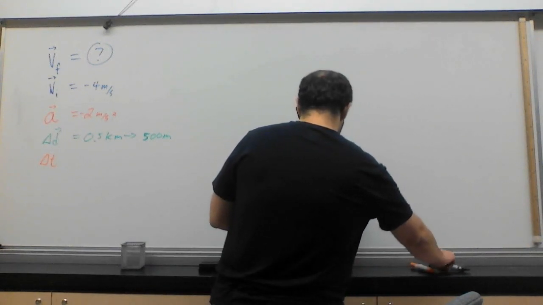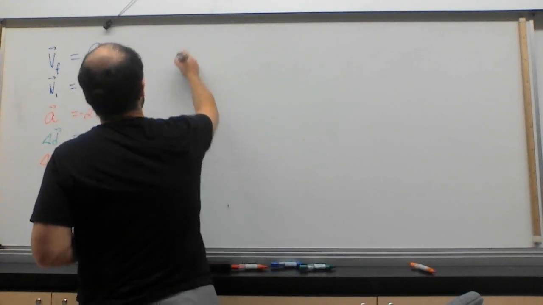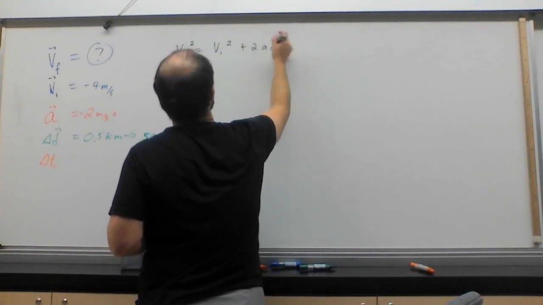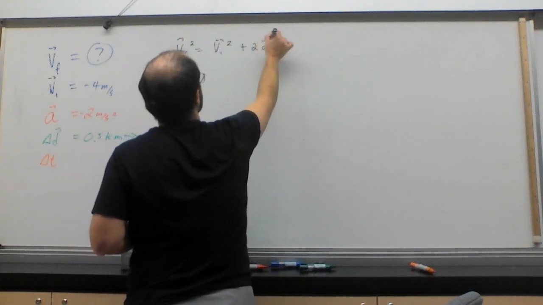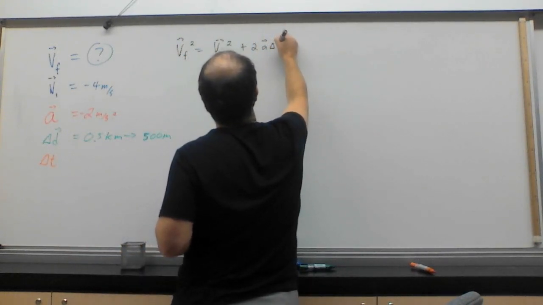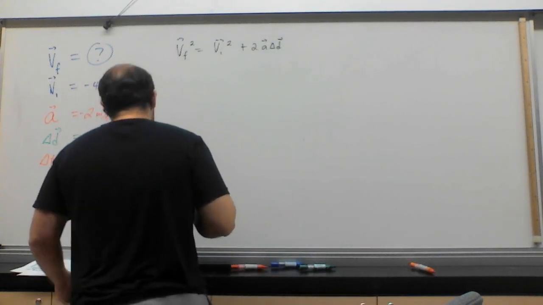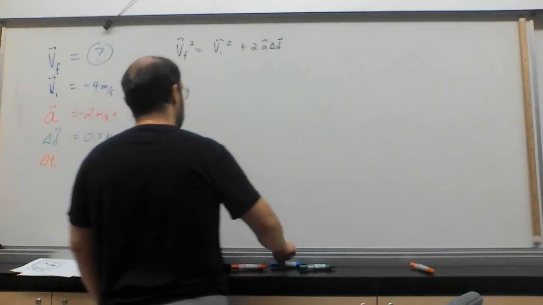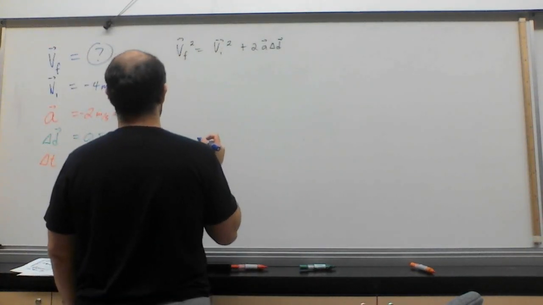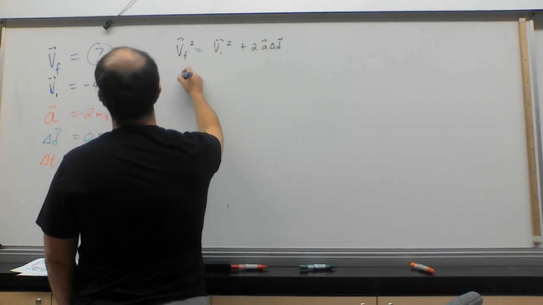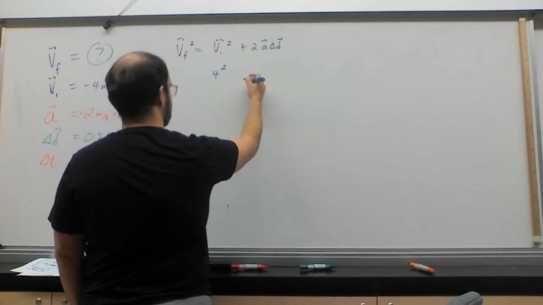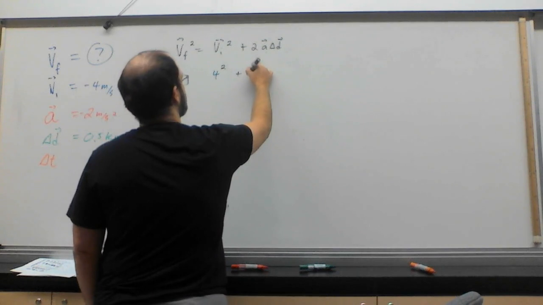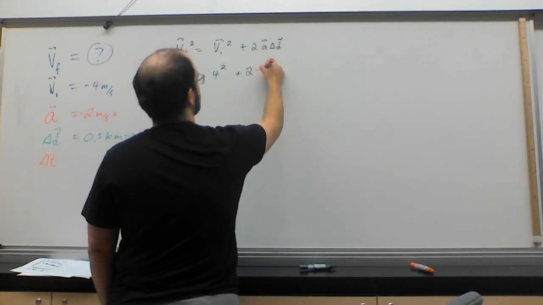So my equation for this particular problem is going to be vf squared equals vi squared plus 2ad. I guess I should be a little less lazy. It's delta d. So here's my equation. Here's my variables. I start filling in the equation. We're going to get 4 squared plus 2 times a, which is the negative 2 there.